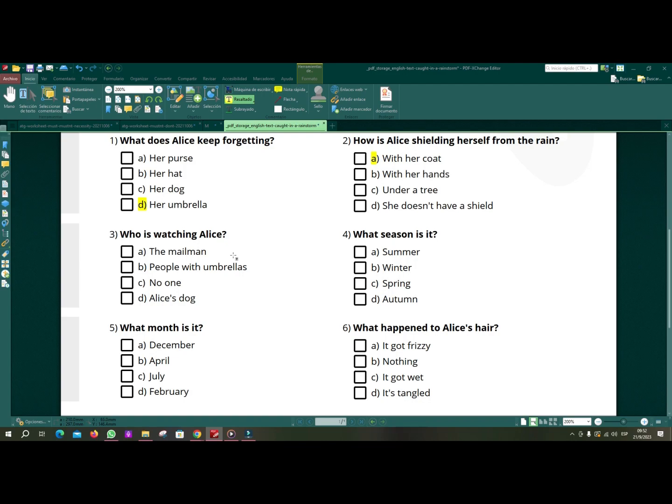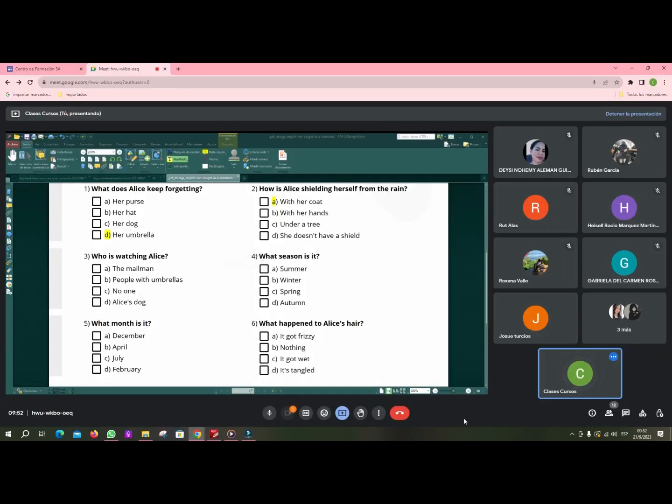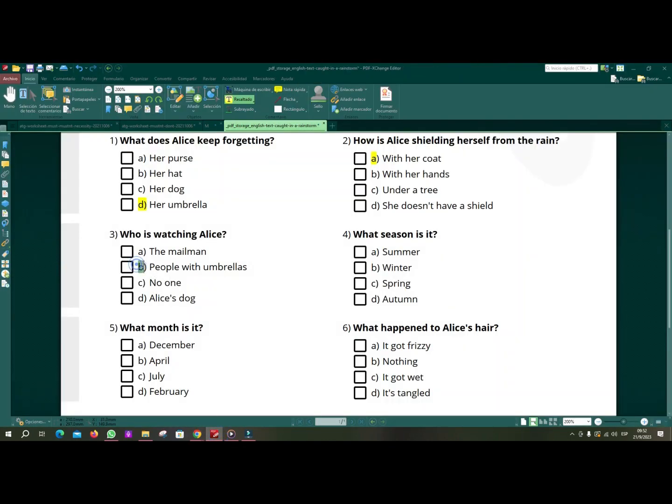A, B, C, or D? Who's watching Alice? ¿Dónde ella pasa corriendo? Letter B? Yes, Mister, letter B, right? Siempre que ella pasa corriendo con su abrigo, ¿verdad? Las personas que tienen sombrilla se le quedan viendo y dicen, ay, ¿cuándo va a prender, verdad? That's okay. Number 4. What season is it?